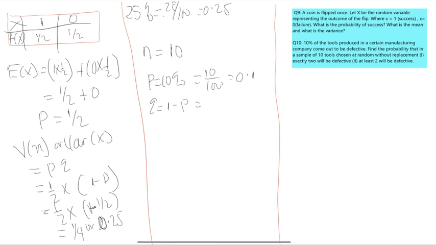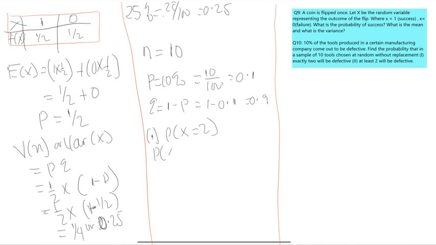So now let's just write out the different parameters we can get from the question. The number of trials is 10. The probability of defective is 10%, which is our P. Then our Q is going to be 1 minus P, which is 1 minus 0.1, and this is going to be 0.9, right? So now the question is asking us to find the probability that exactly 2 will be defective. So the first one, the probability that x is equal to 2.